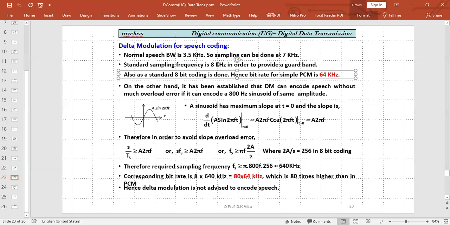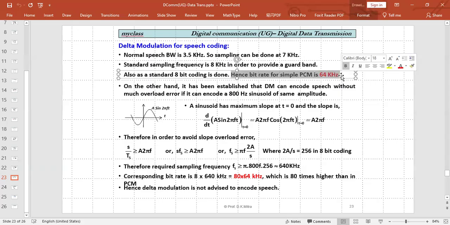That means you are sending signal at the rate of 8,000 per second, 8 kilohertz, and each symbol has 8 bits. So what is the bit rate? It is 8 kilo multiplied by 8. That is 64 kilohertz is your bit rate, right? So standard bit rate for pulse code modulation is 64 kilohertz.